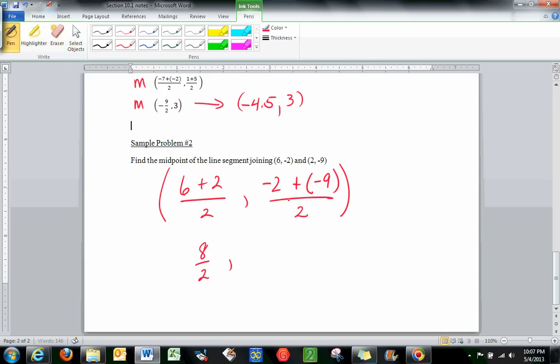So 8 over 2, and then -2 plus a -9, which is basically subtraction, -2 minus 9, which is going to give me -11 over 2. Of course, you should always reduce this as much as possible. So our midpoint here is going to be (4, -11/2). You can see here we have our x coordinate and our y coordinate making our midpoint. And if you wanted to write -5.5 for the y coordinate, that would be fine as well. So there's just a quick example and review of the midpoint formula that you should have learned in Algebra 1.